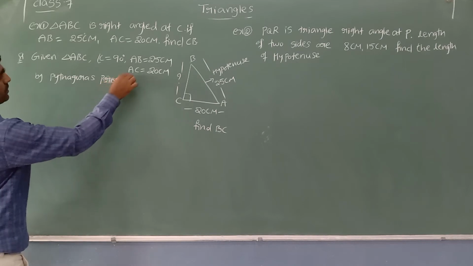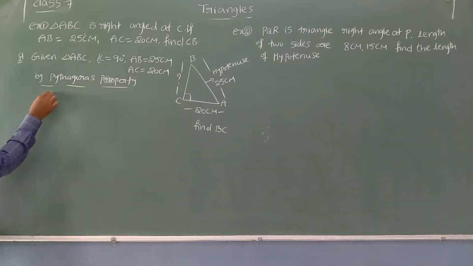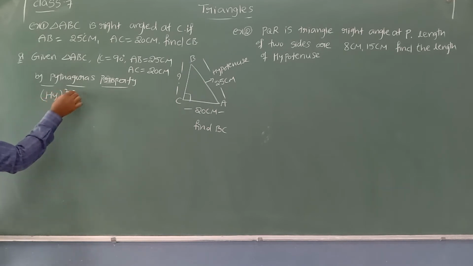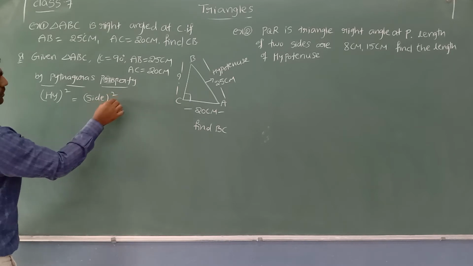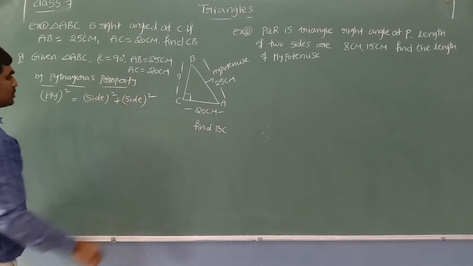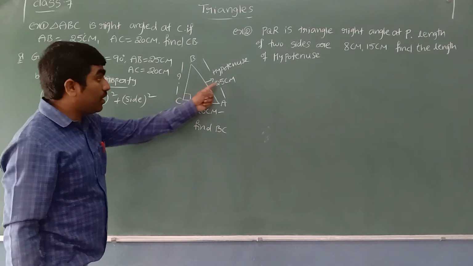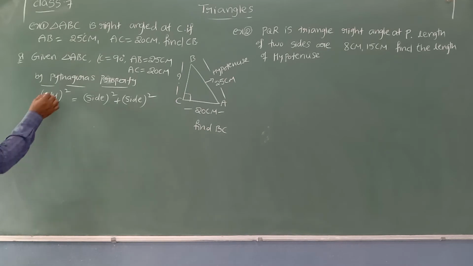By Pythagoras property, what we can say? Hypotenuse square is equal to side square plus side square. So what is the hypotenuse? The side opposite of the right angle. Angle C, opposite AB, is called hypotenuse. In the place of hypotenuse, let me write AB.